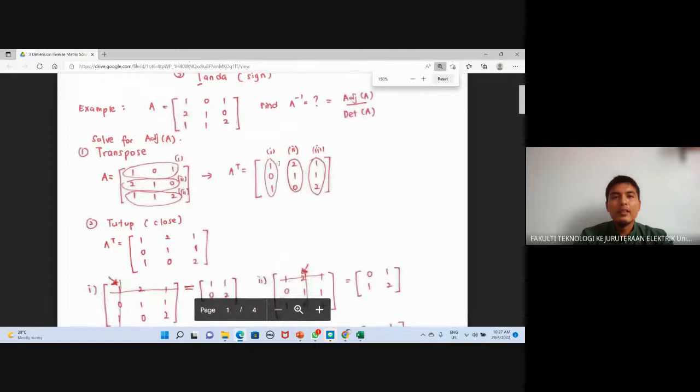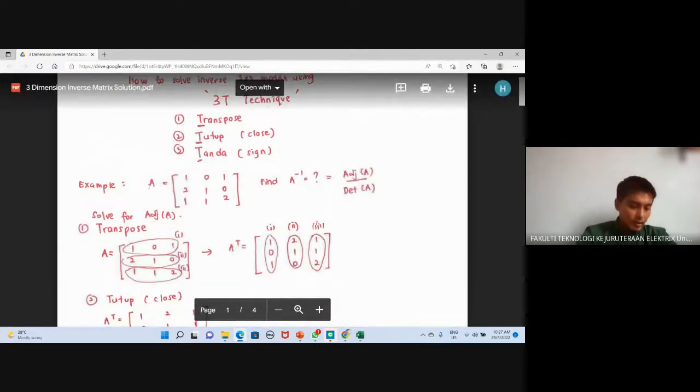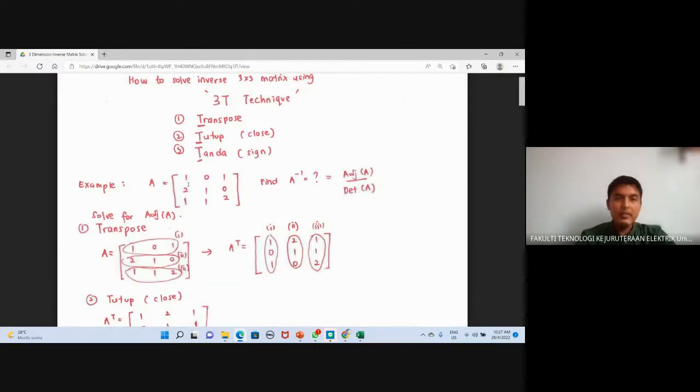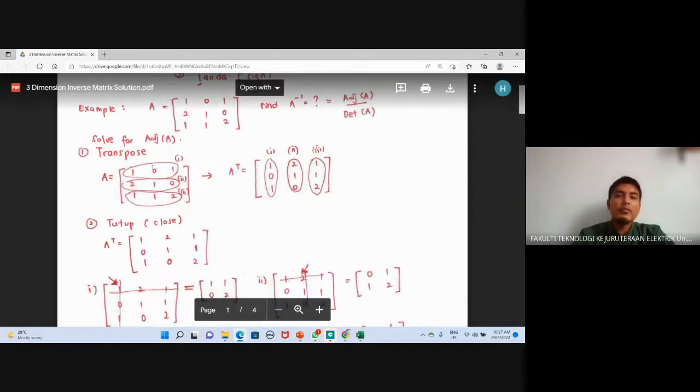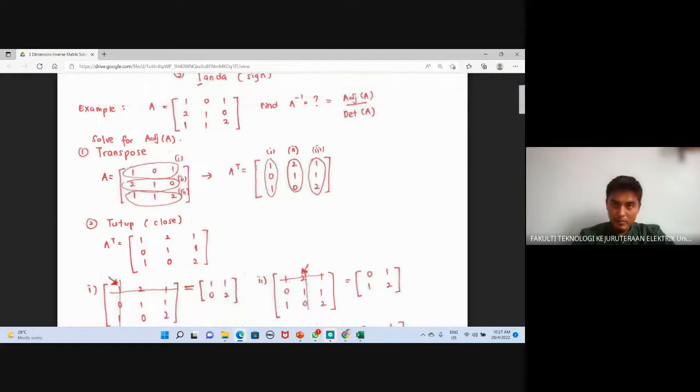All right, so we will go faster for this part. Let's say this is your A matrix. You need to find the A inverse of this matrix. As usual, the formula is adjoint A divided by determinant A. After that, you need to find the adjoint A, and after that you need to find the determinant of A. Firstly, transpose, so you get the transpose matrix of A.